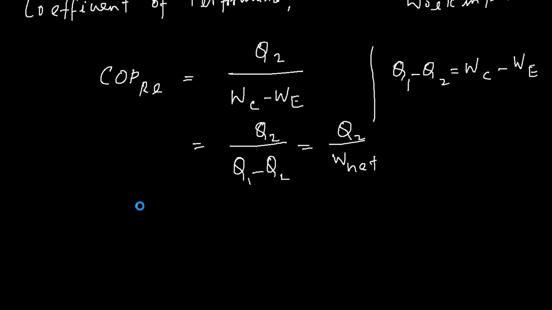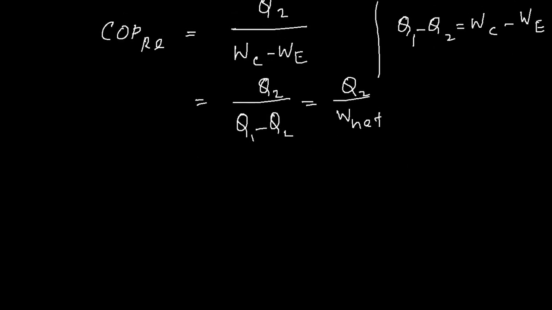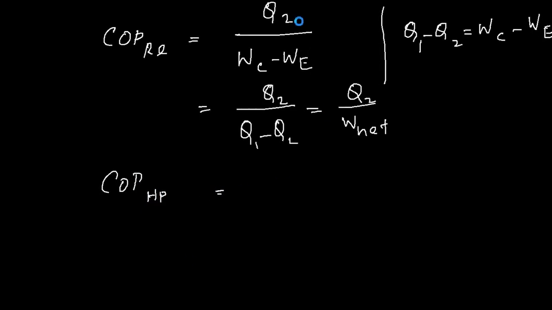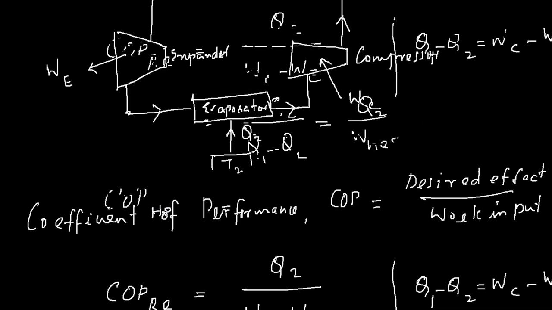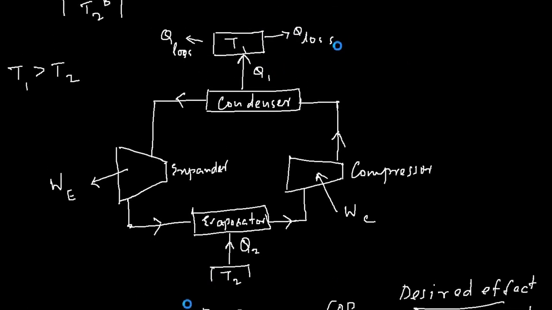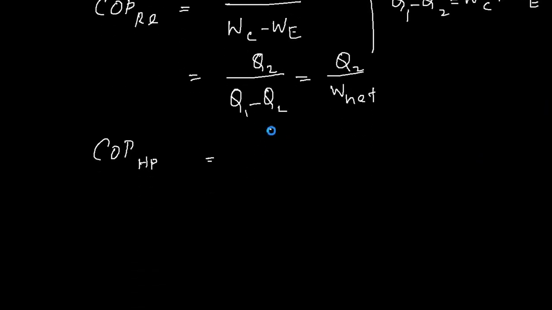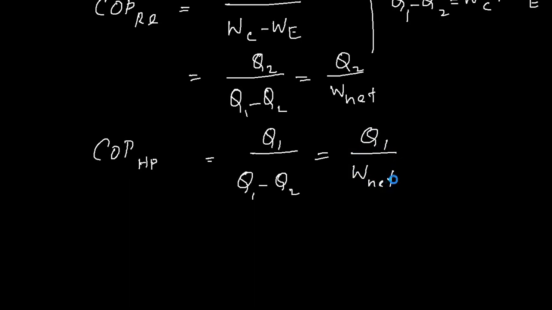And in case of a heat pump, there is only a slight difference. The COP of a heat pump will be equal to, instead of Q2, you will need to maintain this heat, and therefore this is the desired effect for a heat pump. The COP of a heat pump becomes Q1 over Q1 minus Q2. Again, it's the same work, compressor work minus expander work, which is Q1 minus Q2, so you can also write it as Q1 over W net.